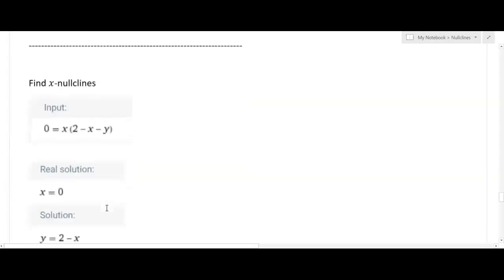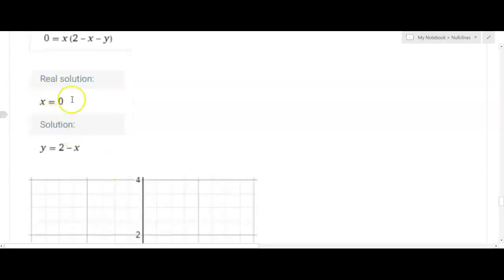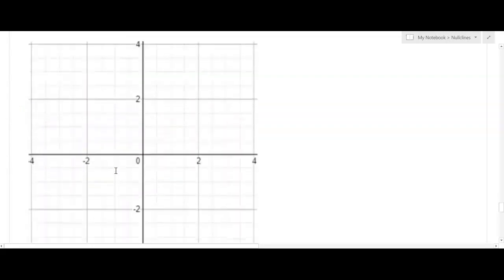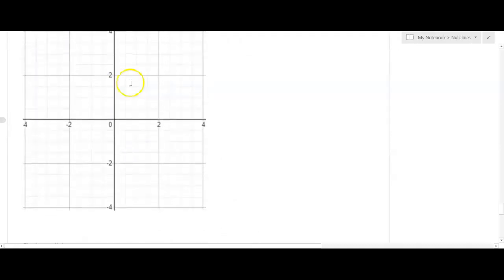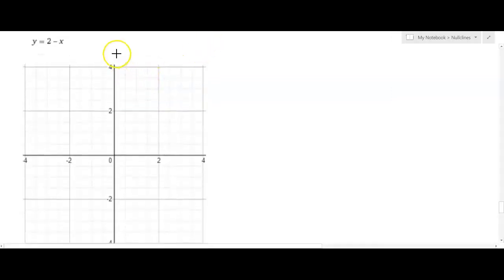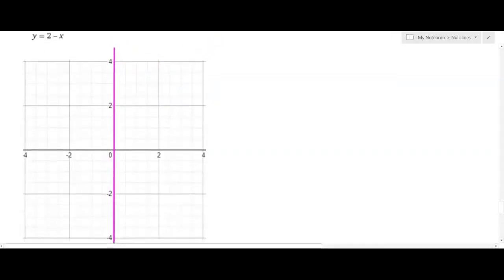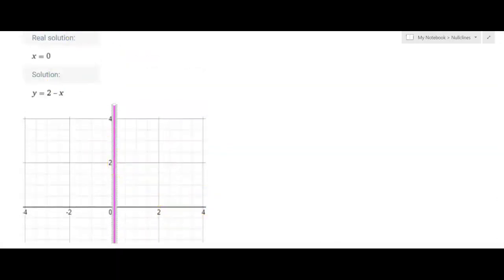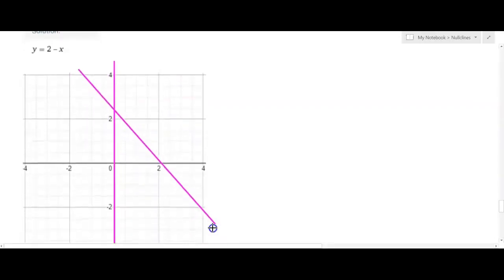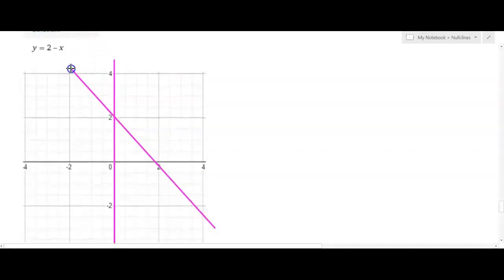Great. So now we're going to find the nullclines. The x nullcline is where dx/dt is 0. All I've done is set dx/dt equal to 0, and I get 2 solutions: x equals 0 and y equals 2 minus x. This is actually the same nullclines we came up with in the past problem. x equals 0 is this vertical line here. y equals 2 minus x is the line that goes through (0, 2) and (2, 0). It's going to look more like that.